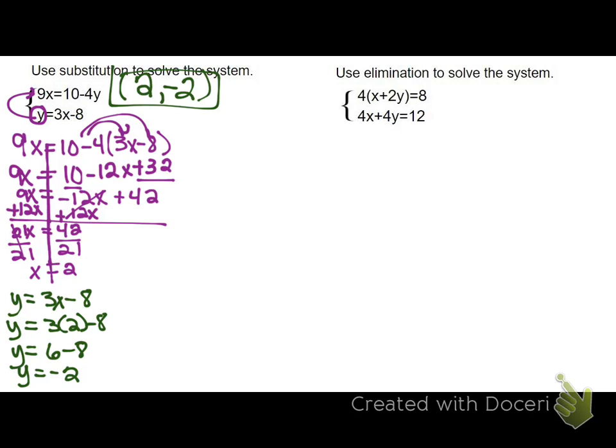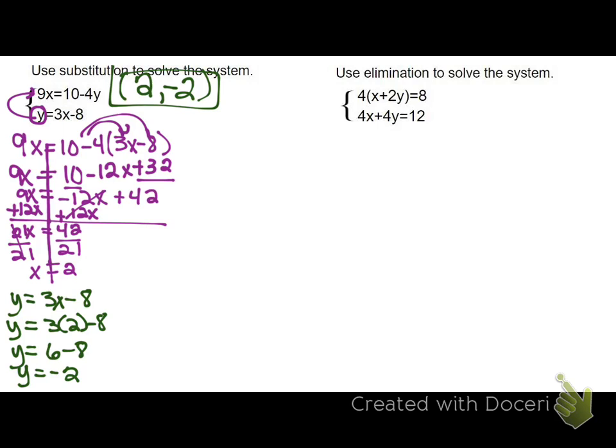Okay. Save the best for last. It says use elimination to solve the system. Does anybody notice anything about that previous question from the opener the day before? Our opener asked whether the point 2, negative 2 works as the solution, and we had to substitute and see if it worked. This time I just took it out and you guys found the solution. Nobody caught that?